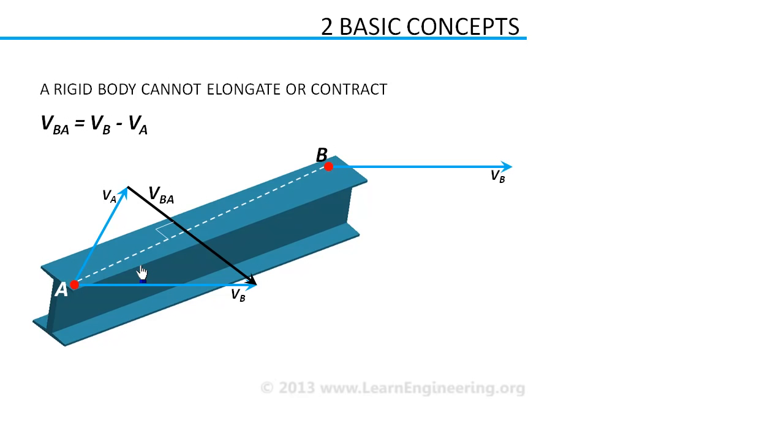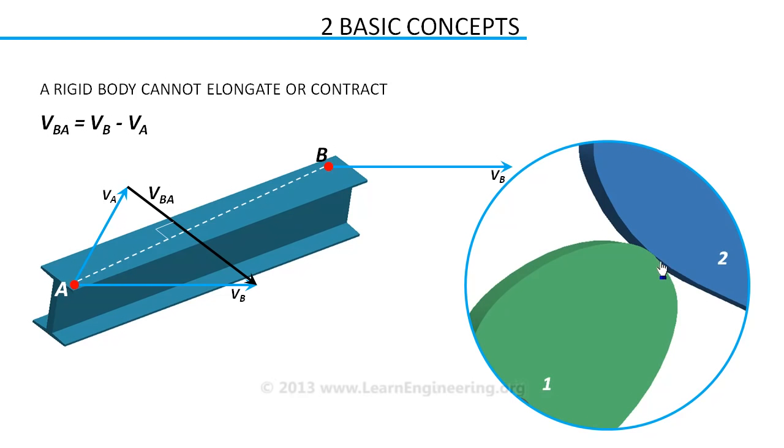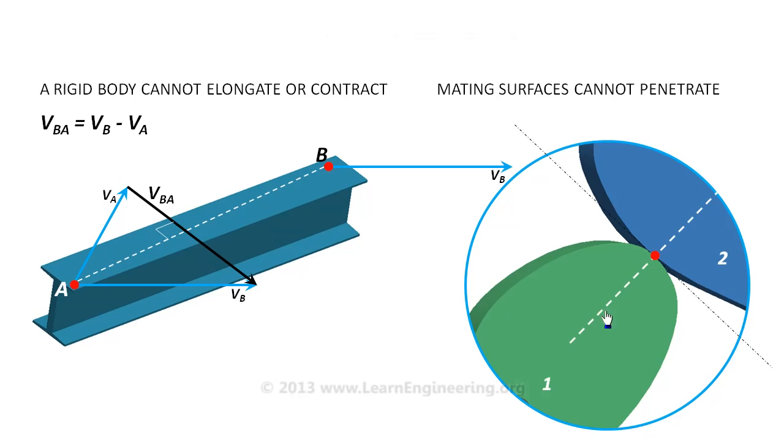Second concept is applicable to mating surfaces. Mating pair of surface will never penetrate. This is the common mating point, or mating line, for both the links. This line represents common normal. The same point can have different velocity on different links.